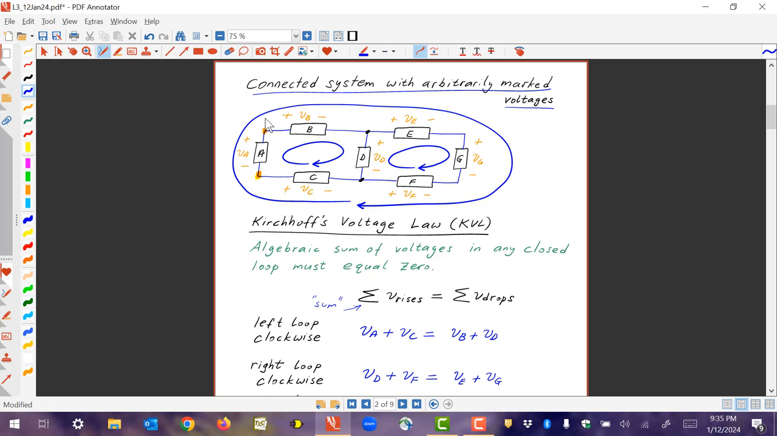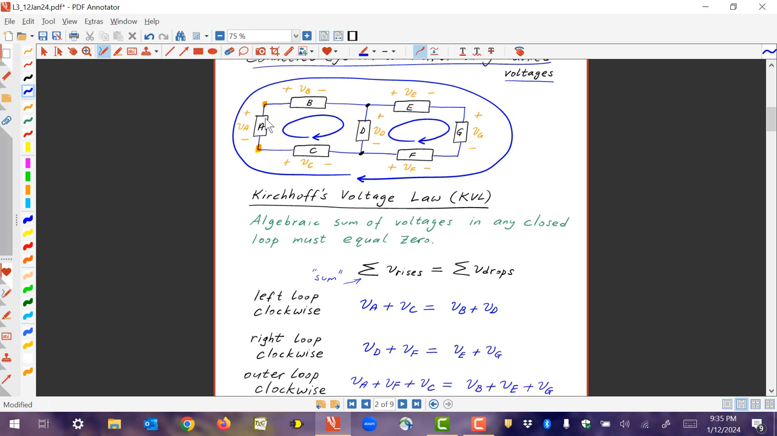You can also do the outer loop, the very outer loop. Right, you will see that VA is a rise, VB is a drop, VE is a drop, VG is a drop, and VF and VC are rises. So then you end up with the expression VA plus VF plus VC is equal to VB plus VE plus VG. So as shown, again, I'm doing it over and over again, but it's just practice that you need in order to understand this. It's very fundamental, very straightforward, but at the same time, Kirchhoff's voltage law and previously Kirchhoff's current law are very powerful. They're very powerful, and they are used all the time.